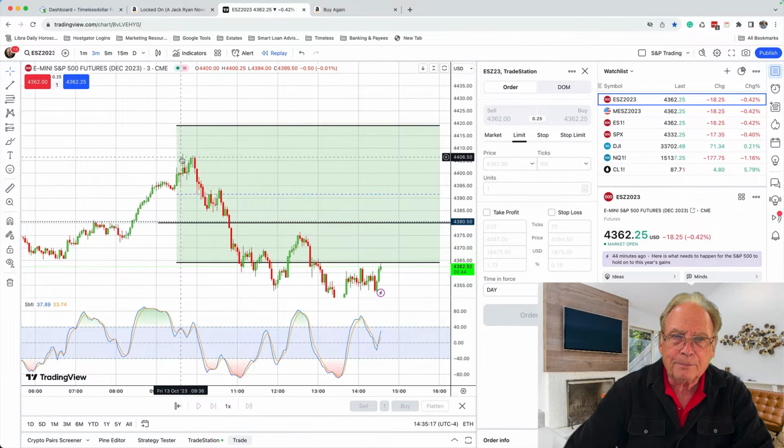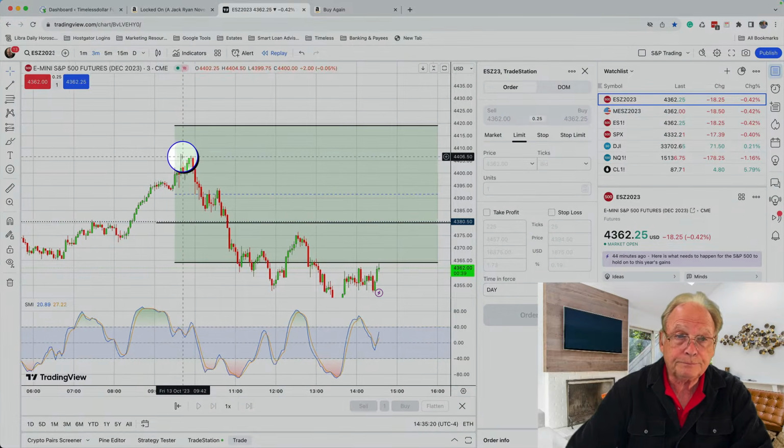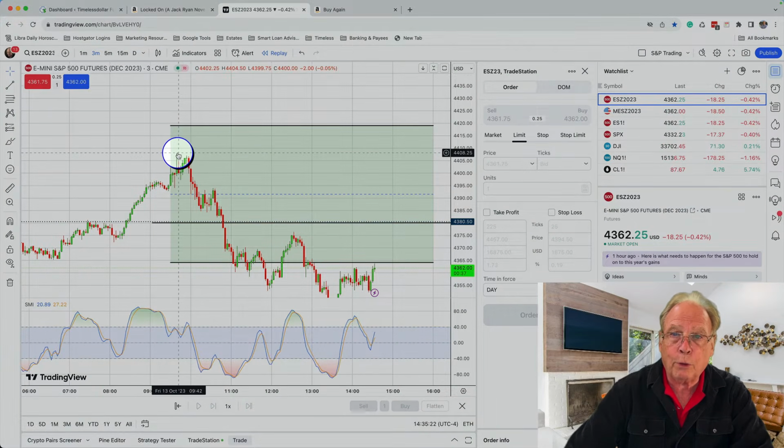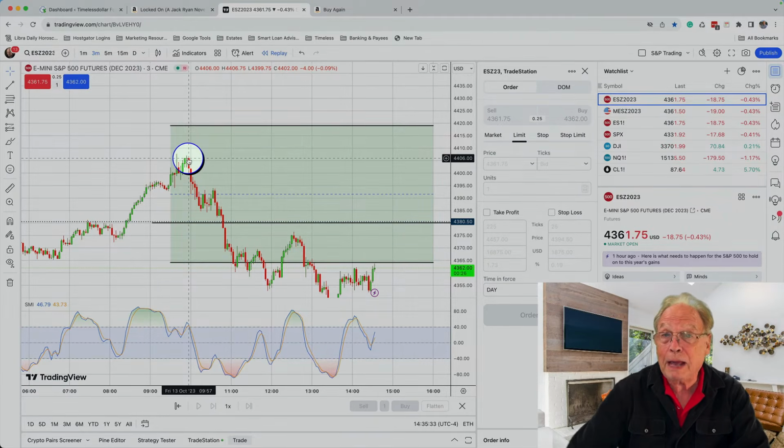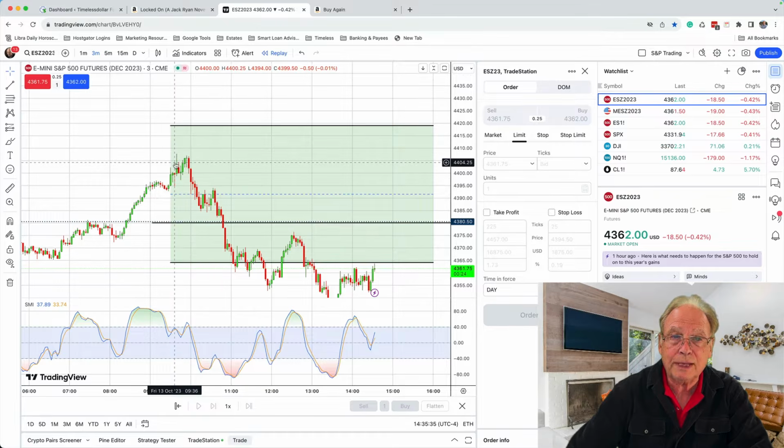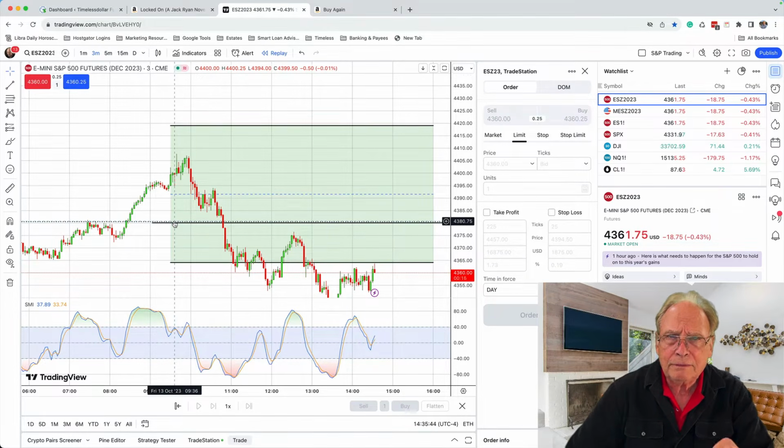The previous high at 44.08 is possibly the intraday high, based on the fact that it was not taken out when it was tested. That's an important consideration. So now we have two considerations: the intraday high at 44.08, and the gap down below at 43.80. Now let's go into the analysis a little more.